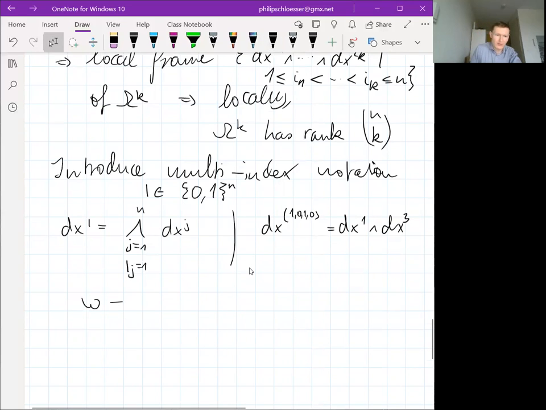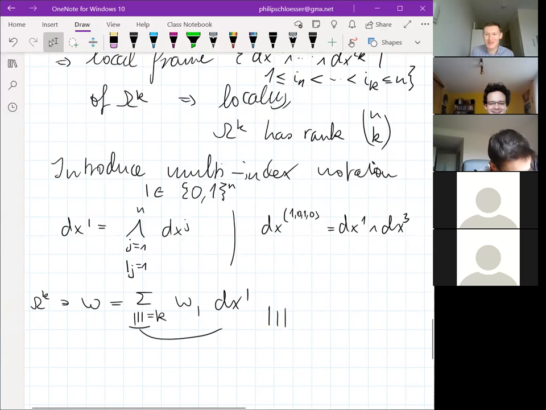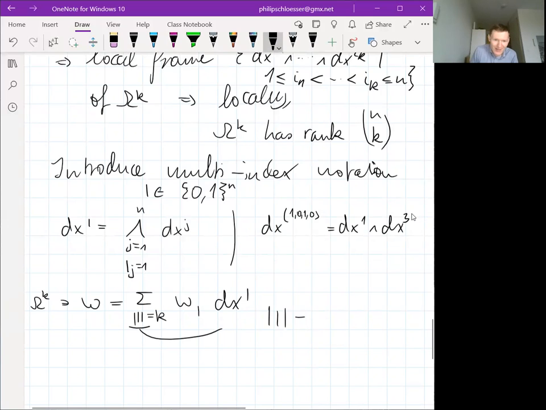Well, and then we can expand our form omega, a k-form, locally, just as a sum of some coefficients times dx^I, where we define the absolute value of I, which admittedly wasn't the best choice of notation, as the sum of all of the components, or equivalently just the number of ones.